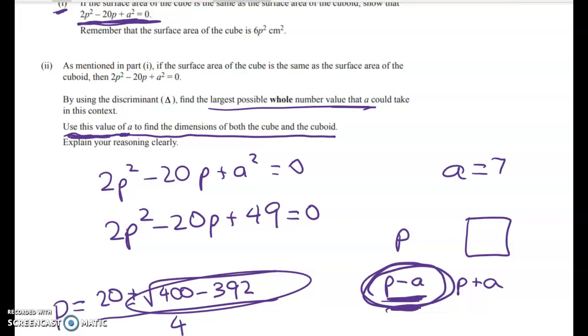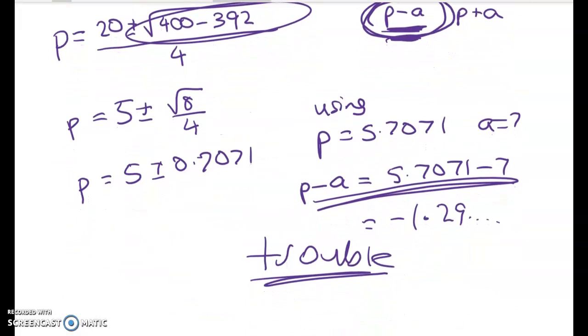The other alternative is, what could you do when you've tried 7 and it didn't work? Well, you weren't that far off, right? P minus a was a negative number, but it wasn't that negative. So probably most of you will have just gone, if anyone had time to do this, let's try a equals 6.